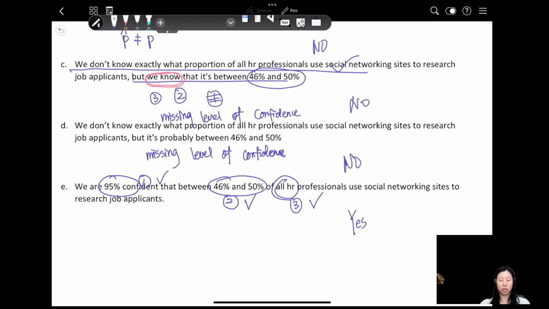Yes. So look, you need to have all these three conditions, all of this information, to include in your conclusion. One is the confidence interval. Second is the range of values. Third is the description of the population proportion, which means you need to mention all.